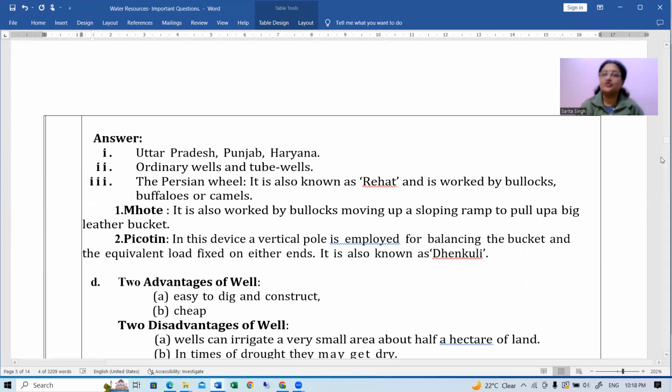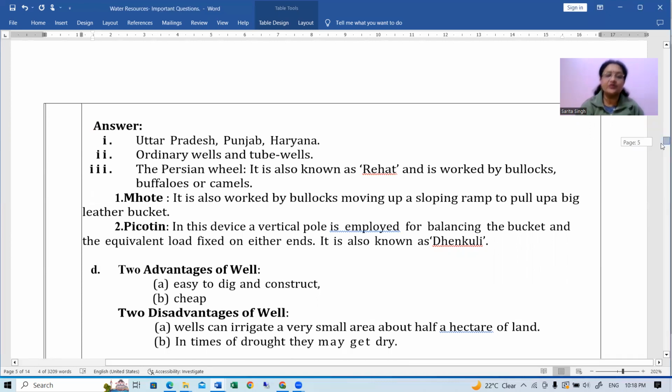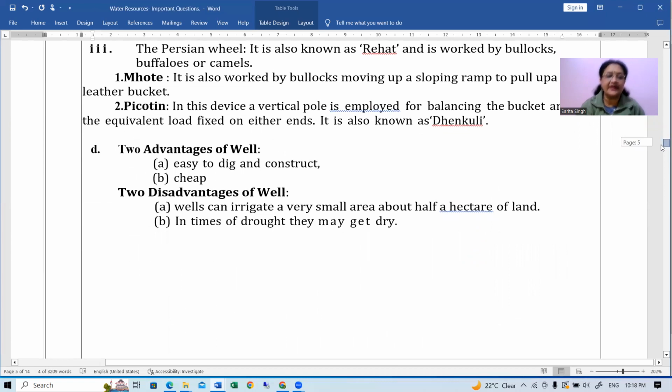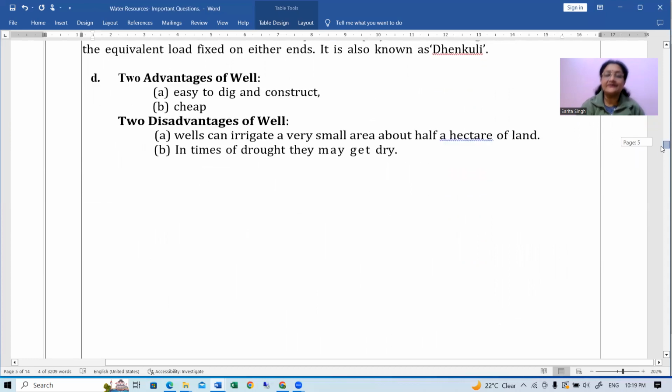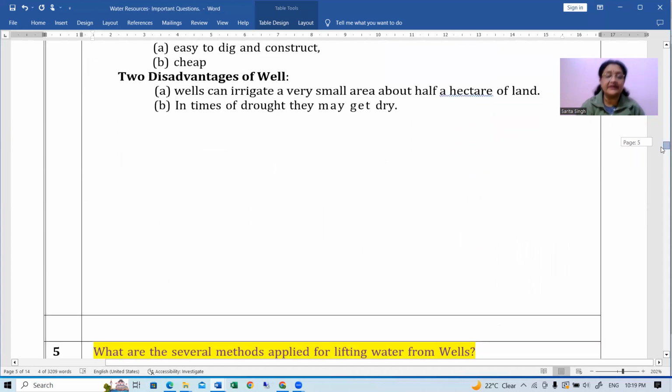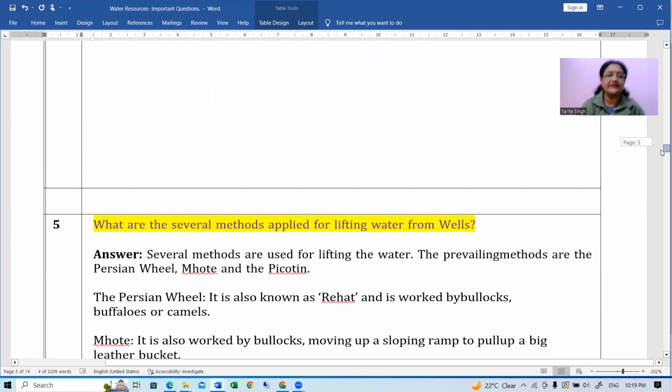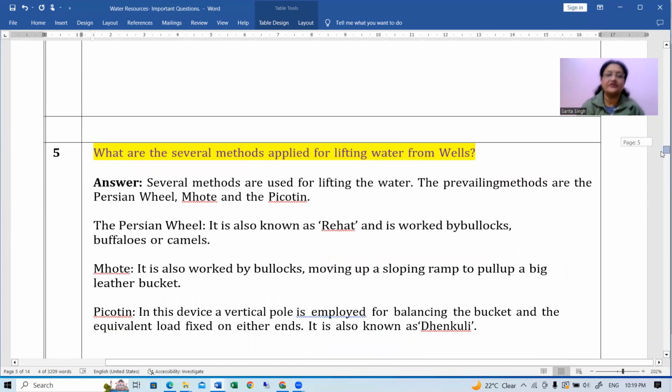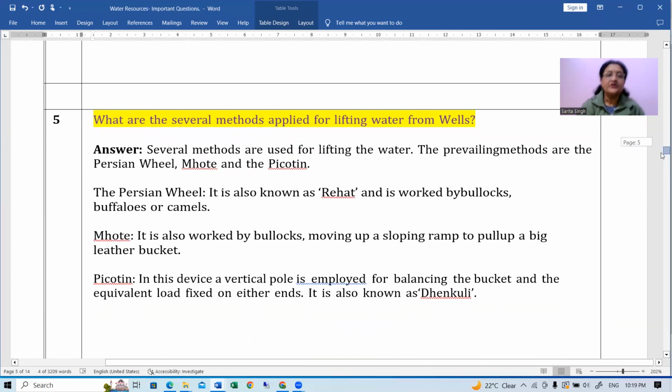And if you talk about the disadvantages, wells can irrigate a very small area, about half a hectare of land at one time. And in times of drought, if the wells are not very deep, they may get dry. So these are the disadvantages of it. Then next is, what are the several methods applied for lifting water from wells?